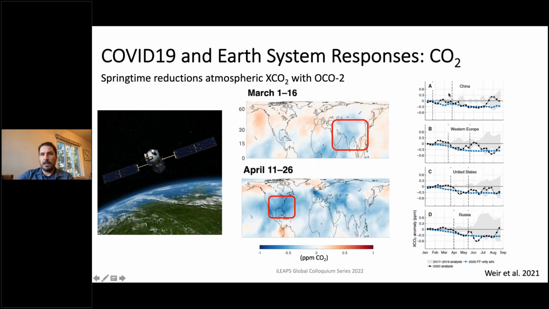And on the panel on the right, we can compare the column CO2 anomalies for 2020 with the previous year's patterns of column CO2. You can see with the vertical dashed lines when the lockdowns occurred, they're followed by an anomalous decline in the column CO2 concentrations. And the blue line is simply showing a way to disentangle the meteorological effects that may have confounded how we interpret the column CO2 anomalies.